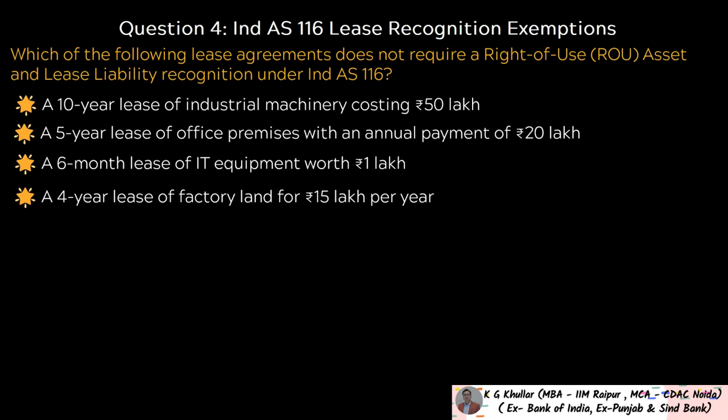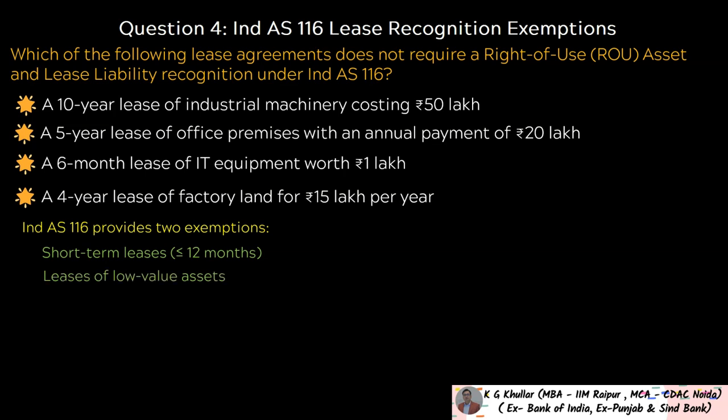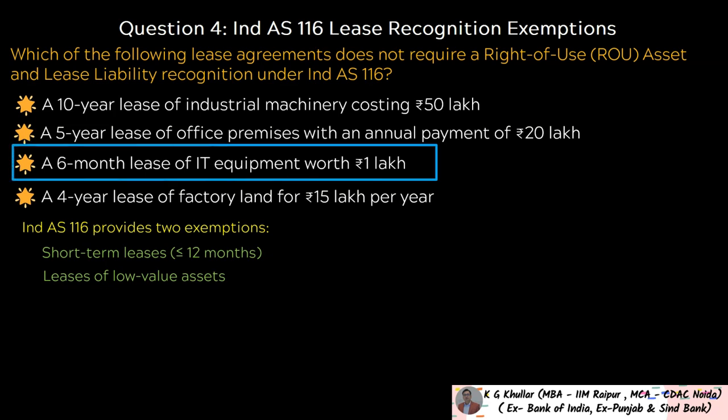Now friends, as we have learned in the theory, Indian Accounting Standard 116 provides 2 exemptions. First is for short-term leases, that is less than 12 months, and second is for leases of low-value assets. Now, since option C involves a short-term lease of 6 months of low-value IT equipment, it basically qualifies for exemption and does not require a ROU asset and lease liability. Thus, the correct option for the given question is option C.